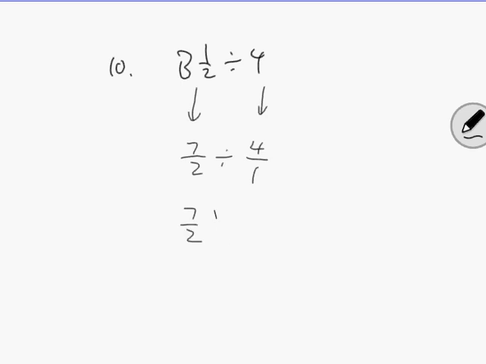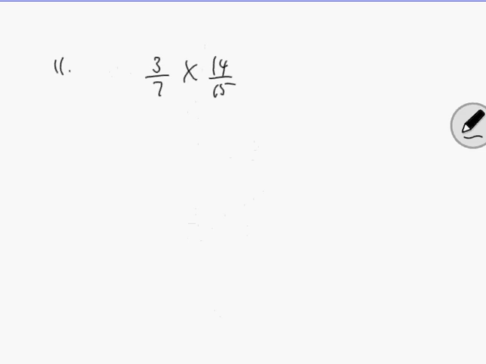Keep my first fraction, change the division to multiplication by the reciprocal. I think a lot of people forgot to use the reciprocal of 4 as being a quarter. And once you get that, you multiply your numerators to get 7, multiply your denominators to get 8, and your answer for question 10 is 7/8.